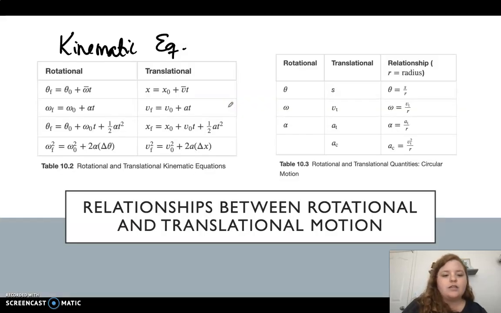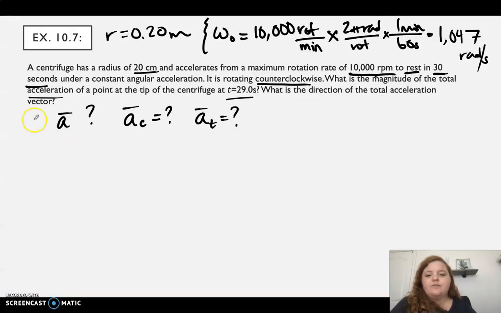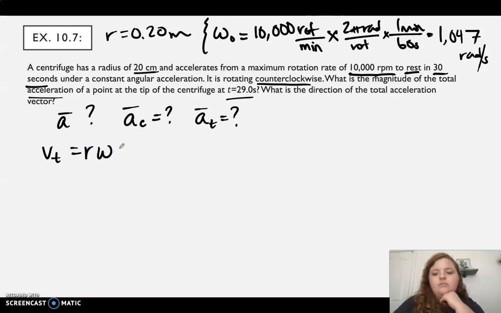So let's see, what can we do? We have our omega. We have this guy here. Okay. Our omega we can relate to our translational velocity. Our translational velocity here, v sub t. So let's go ahead and do that. So we have v sub t is equal to omega r. Was the magnitude of the total acceleration at this point, at the tip of the centrifuge. So that radius. Okay.